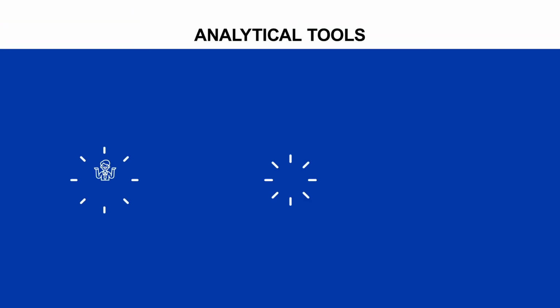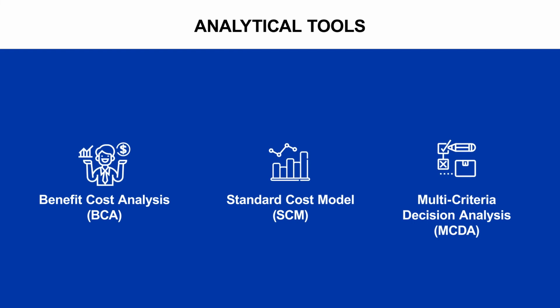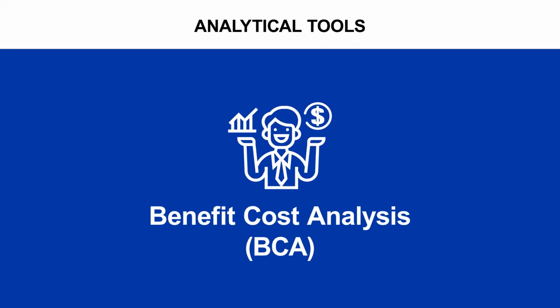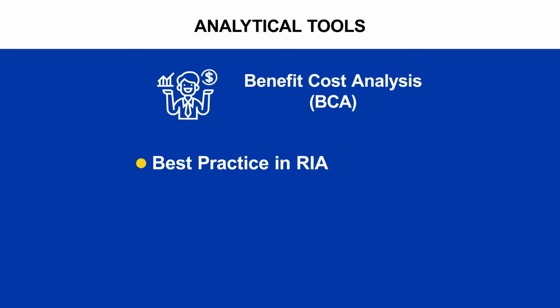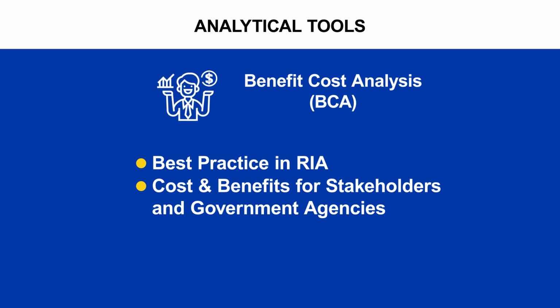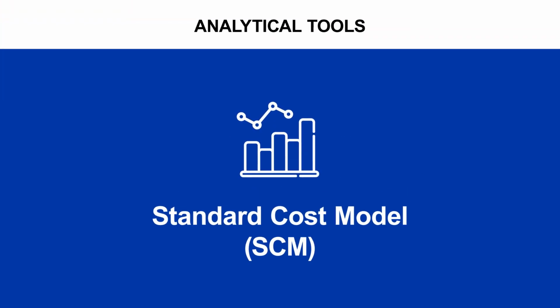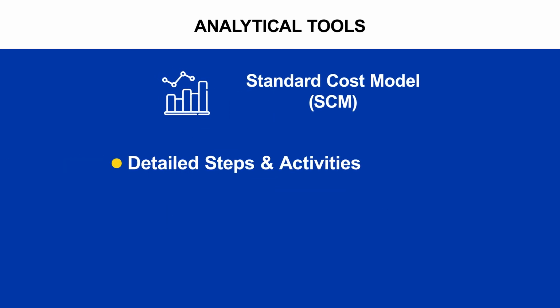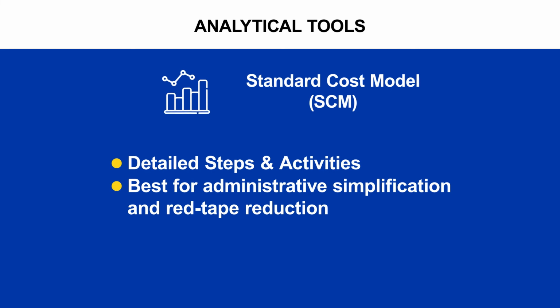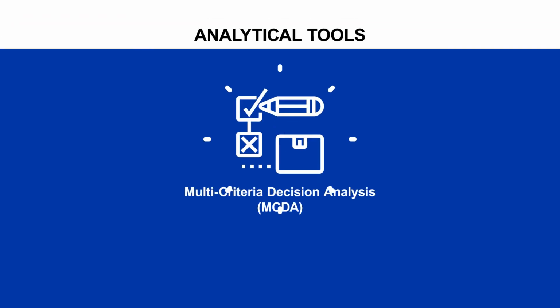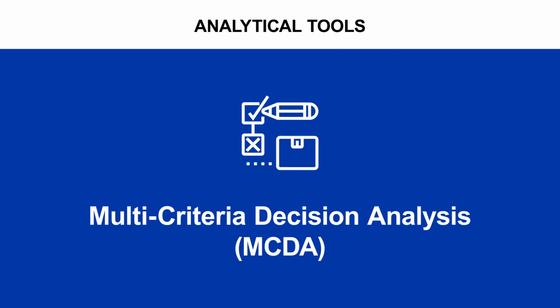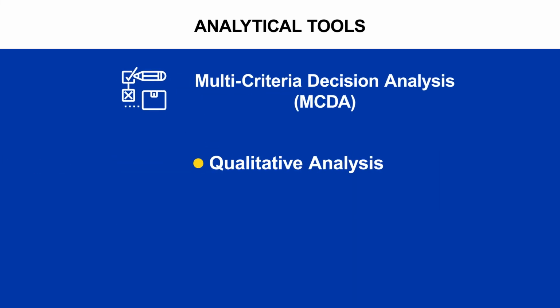Let us review the 3 analytical tools that we just discussed. Benefit Cost Analysis, or BCA, represents the best practice in RIA since it comprehensively takes into account costs and benefits for both stakeholders and your agency. Standard Cost Model, or SCM, looks at detailed steps and activities and is best used for administrative simplification and red tape reduction. Multi-Criteria Decision Analysis, or MCDA, uses qualitative analysis to help us better understand costs and benefits that may not be easy to put into monetary terms.